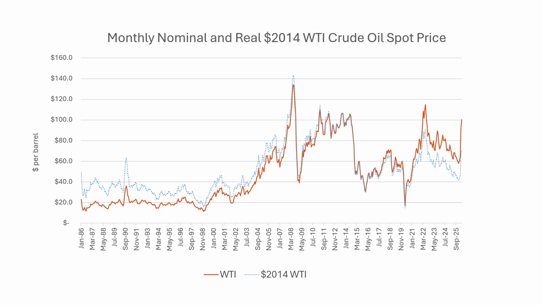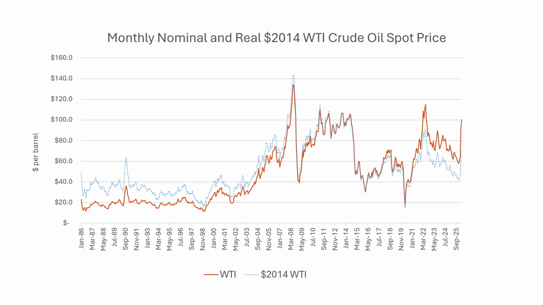Let's take a closer look at the US benchmark, WTI. The chart shows monthly WTI prices for the period January 1986 to April 2026 in nominal and 2014 dollars. In nominal terms, with the exception of COVID-19 pandemic, crude oil prices have increased over time. WTI monthly average prices reached $133 per barrel in June 2008 before sharply declining as the financial crisis unfolded. Most recently, WTI reached a monthly price of $114 per barrel in June 2022.